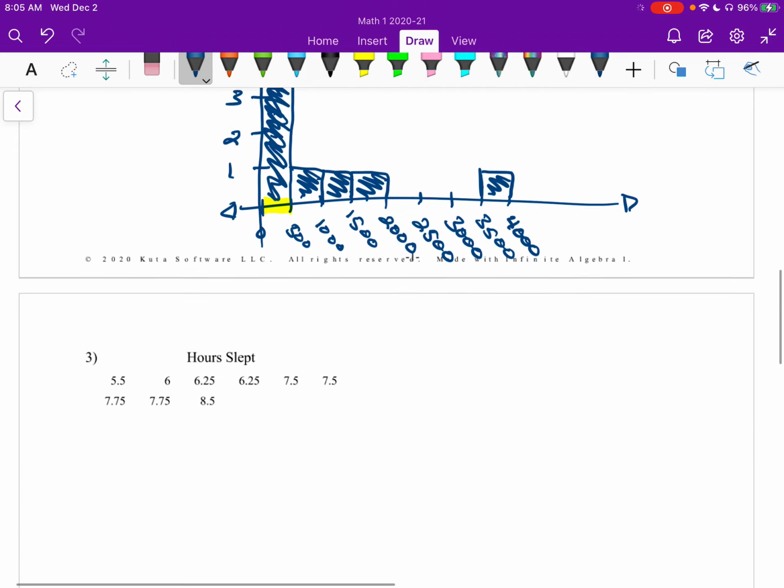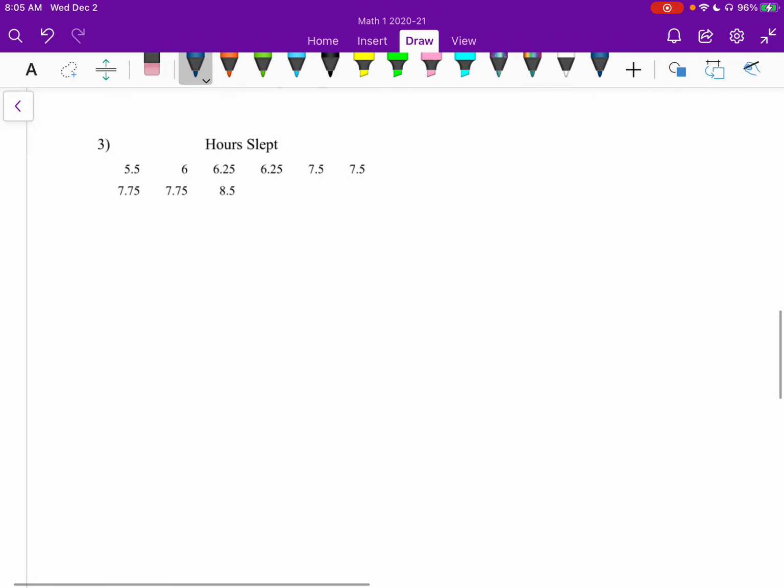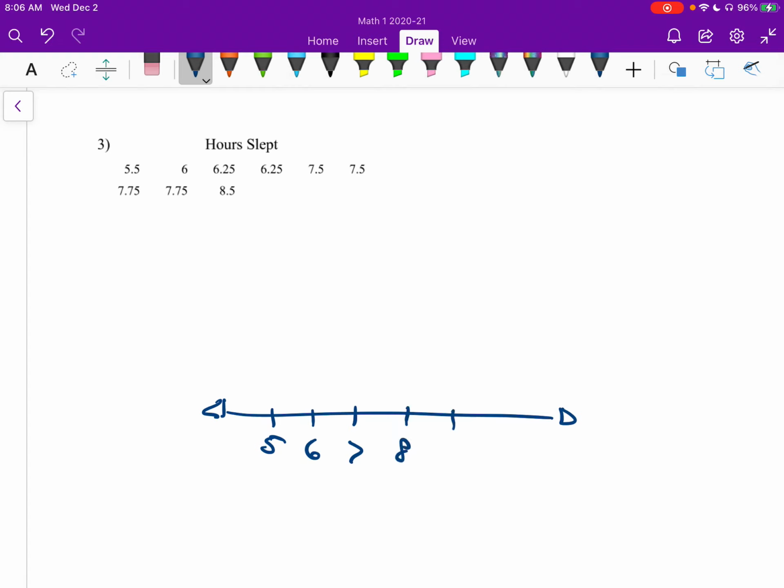All right, moving on. This one, hours slept, we don't have our chart already drawn for us. So we're going to need to make our number line. And we can say, well, the smallest piece of data is 5.5, so I'll start at 5. And my biggest piece of data is 8.5, so I'll go all the way up to 9. So 5, 6, 7, 8, 9. I'll draw my other axis. And I'll do 1, 2, 3. I might need a 4 in there.